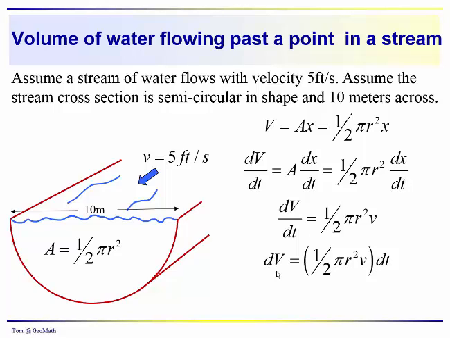And the volume flowing past a point along the stream bank in a certain time, dt, is going to be 1/2 pi r squared v times dt. Notice that the units of the velocity times the time are just going to give us a distance. So we get this distance, but in this case the distance is related to a certain time of flow.